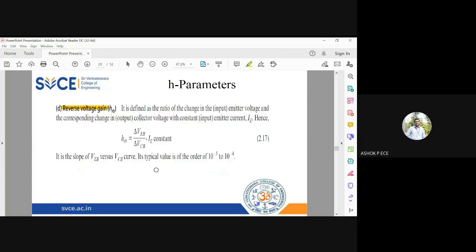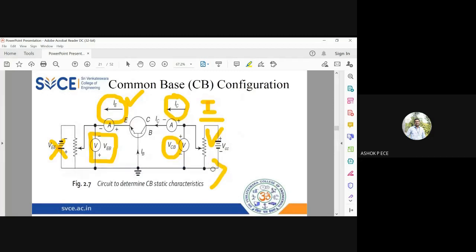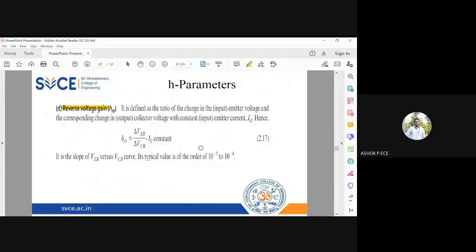Okay. Next one, reverse voltage gain. Reverse means in the direction I am coming, the opposite. I am coming from output to input, in the opposite direction. Reverse voltage gain means I have to see the input voltage by output voltage. Input voltage is VEB, output voltage is VCB. I will be finding the ratio of VEB by VCB. That is reverse voltage gain. See here, HRB equal to delta VEB by delta VCB at IE equal to constant. It is called HRB. H is hybrid, R stands for reverse voltage gain, and B stands for common base configuration.